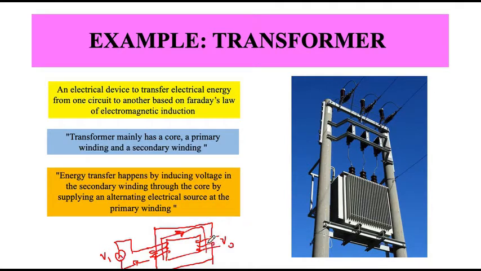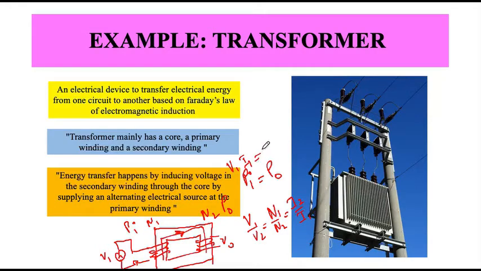With all those electromagnetic induction laws, there would be a voltage induced in the secondary winding. Then you will have certain N1 and N2. So V1 by V2 is equal to N1 by N2, which is equal to I2 by I1. And what is the relationship between input power and output power? Input power is equal to output power, or we can say V1 into I1 is equal to V2 into I2.